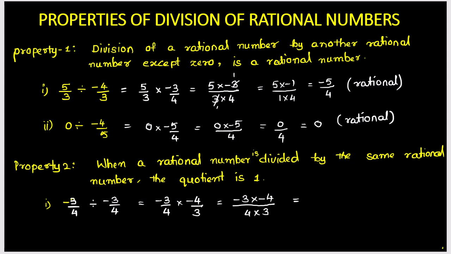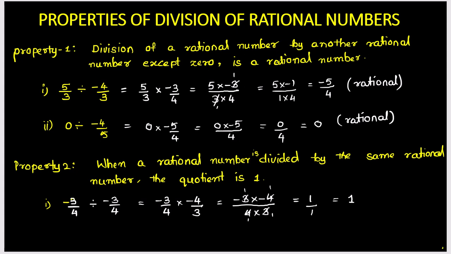Now you observe children, 3 and 3 both are the same, both are divisible by 3, 3 ones are 3. 4 and 4 both are divisible by 4, 4 ones are 4. Ultimately you get minus 1 into minus 1. Minus 1 into minus 1 is plus 1, upon again 1 into 1. 1 multiplied by 1 is 1. Ultimately you get the result is 1. So the property is justified here.